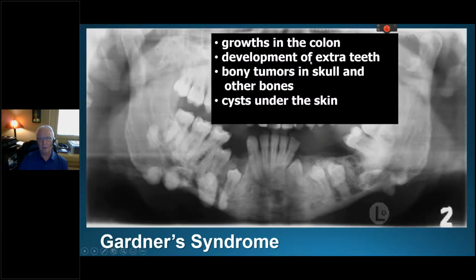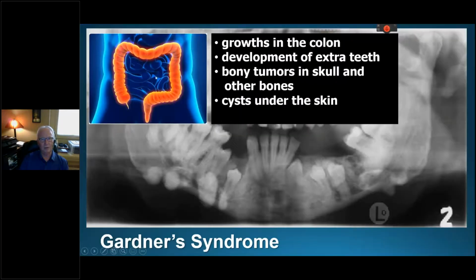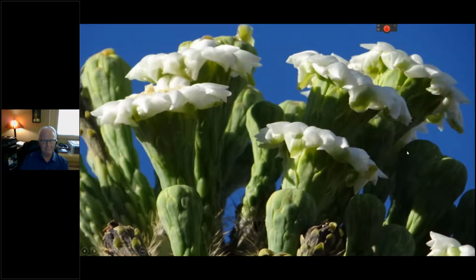They do get hyperdontia or development of extra teeth. They can have other tumors besides in the dental bases, like skull and other bones. And I don't know what the cysts are under the skin, but probably some type of sebaceous or epidermal cysts. And this is just reminding you that the colon is the important part in Gardner syndrome. So again, not common, but in the spectrum of the radiopacities, that would be at the far end. Hopefully you don't see any of those cases.